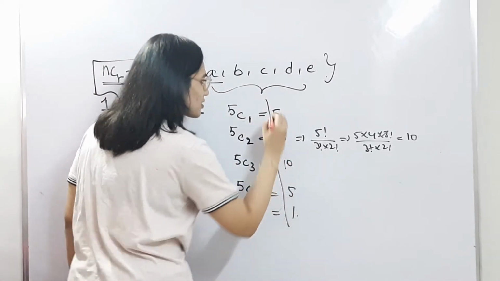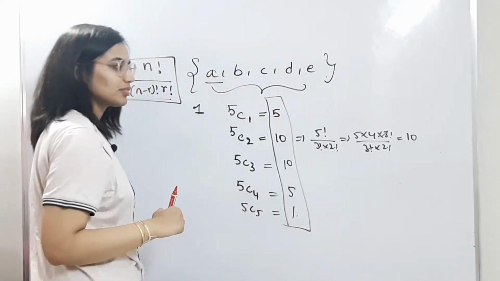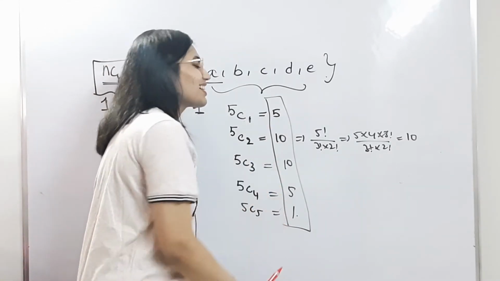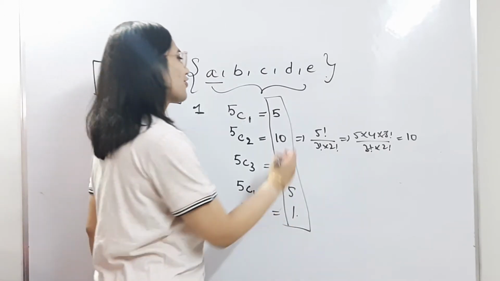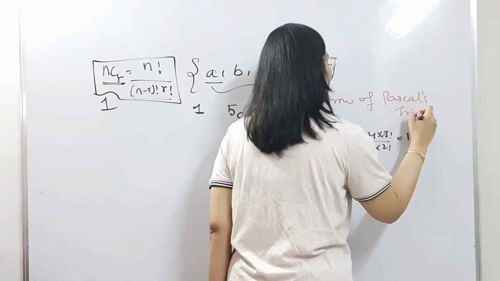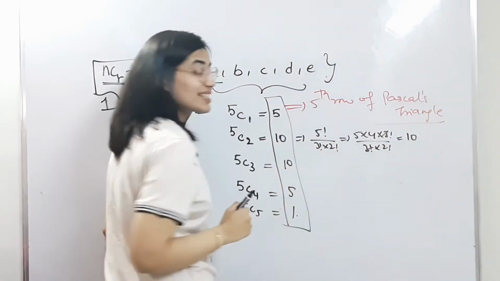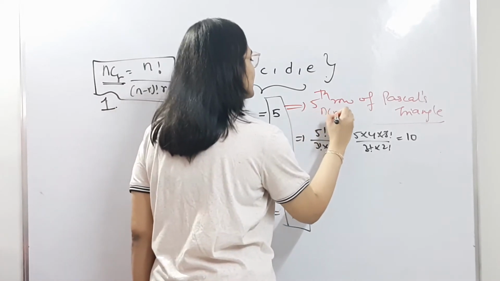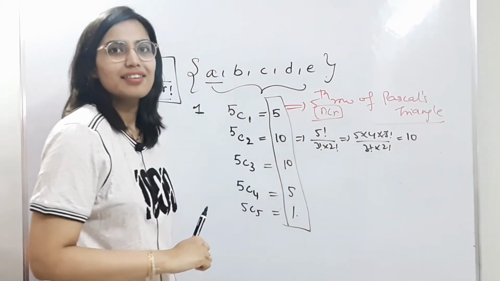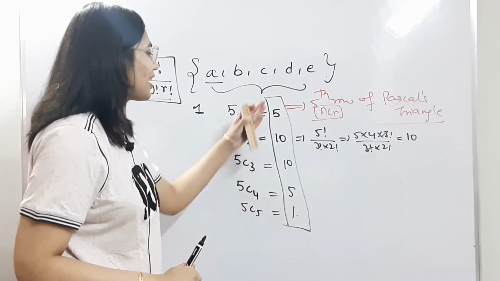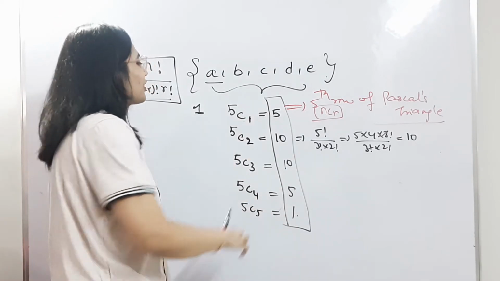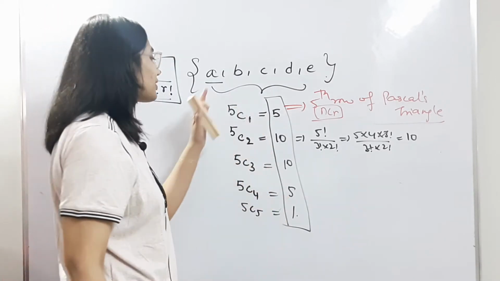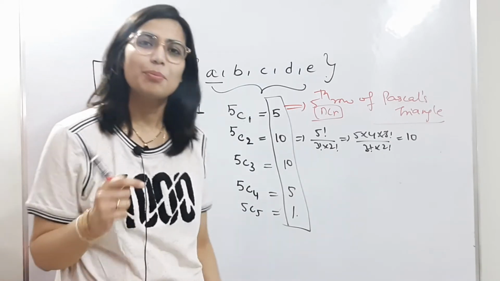What are these elements? Is there any similarity in the pattern? If you clearly observe, these are the elements of the 5th row of Pascal's triangle. That is the reason I told you while explaining Pascal's triangle that every binomial coefficient can be determined or represented in the form of NCR. So if you see, these are nothing but the elements present in the 5th position of Pascal's triangle. Keeping this concept in mind, now let's derive the binomial theorem.